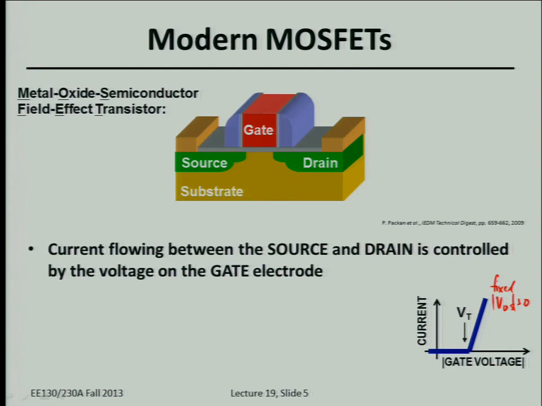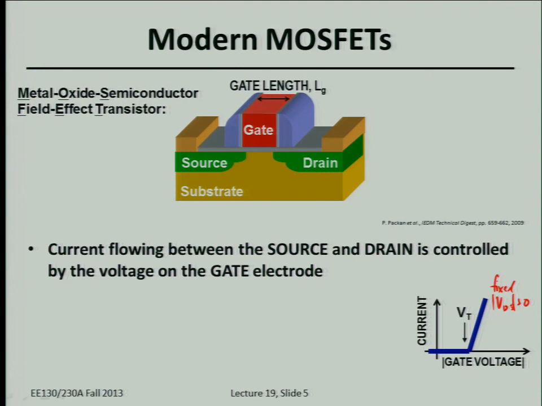The amount of current that flows, of course, depends on VDS, but it also increases as you increase the gate voltage. And the reason for that is because as you increase the gate voltage above the threshold voltage, what increases? Inversion layer charge density goes up, so the channel becomes more conductive.